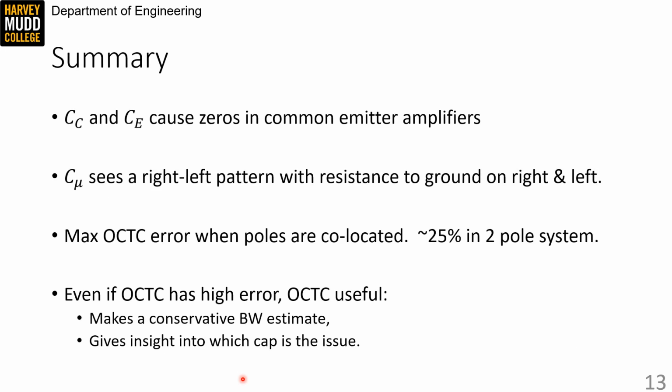So, in summary, the coupling cap and the emitter bypass cap cause zero-pole pairs in common emitter amplifiers. CMU sees a left-right pattern, where our right is the resistance to ground on the right side of CMU, and our left is the resistance to ground on the left side of CMU, which means that CMU, the Millerized cap, has a big Millerized open circuit time constant. The maximum open circuit time constant error is when poles are co-located, and in a two-pole system that means we'll misestimate our magnitude by about 25%.